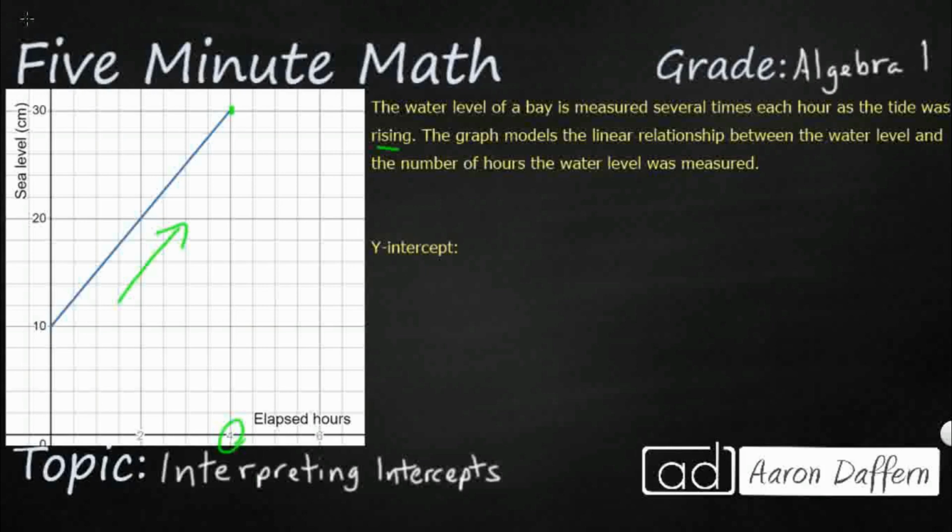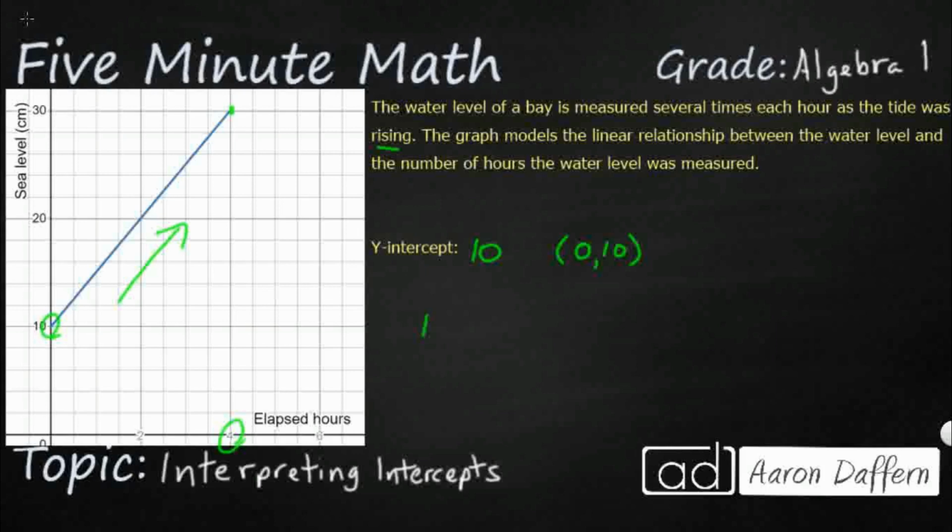So remember, it's where the line crosses the y-axis right here. And it looks like it's at 10. So we could say that the y-intercept is 10. If we want to give the actual coordinate pair, it would be x of 0, y of 10. What exactly does that mean? Well, it looks like the sea level is starting already at a plus 10.